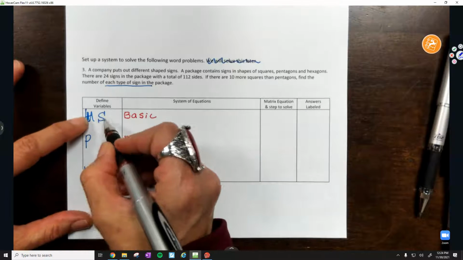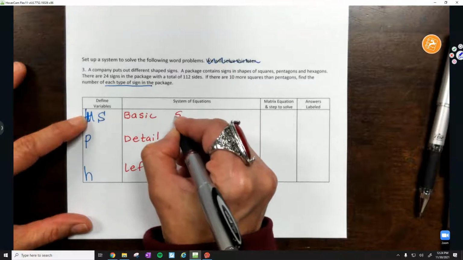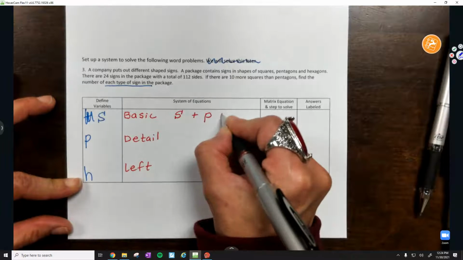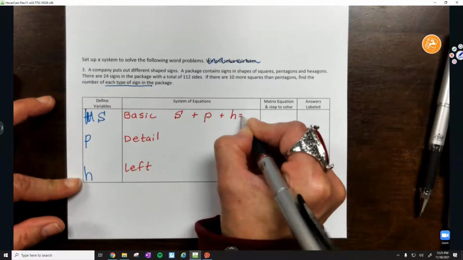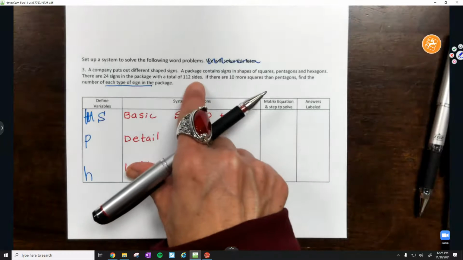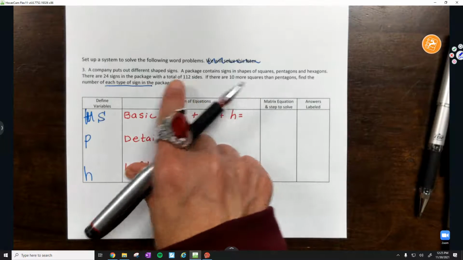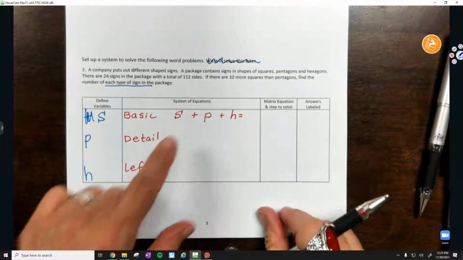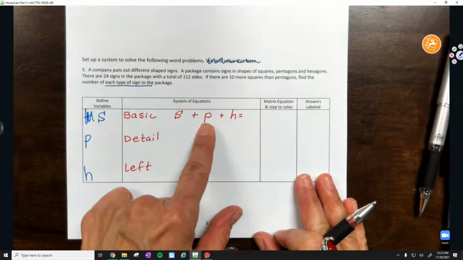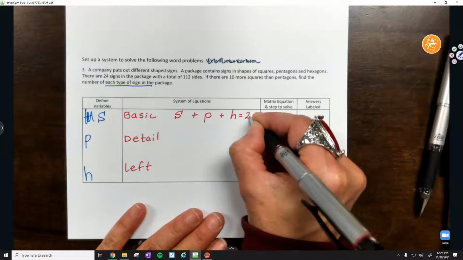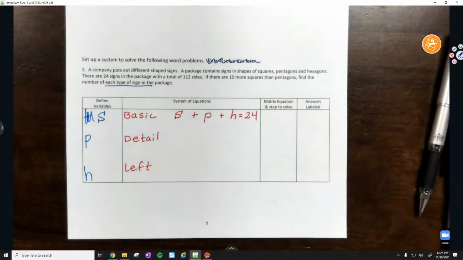So like right here, if I took all of my squares plus all of my pentagons plus all of my hexagons, how many would I have? 112. 112, that's the total shapes I would have. I would have 24 signs. I have some square signs, some pentagon signs, and some hexagon signs. If I put them in a big pile, there would be 24 signs in there.